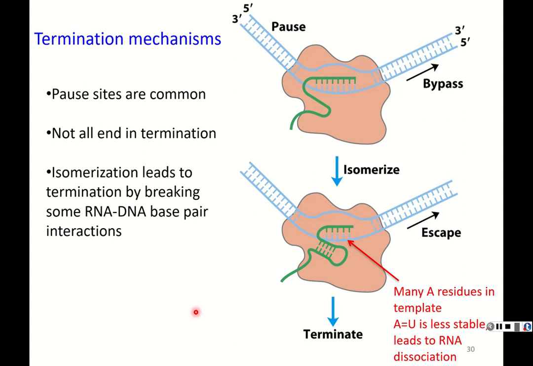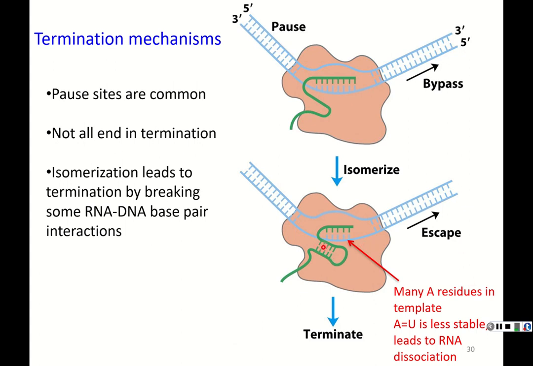It turns out these pausing occurrences are pretty common in the polymerase. Not all end in termination. But if you have this where you pause and form that hairpin, it's more likely to lead to termination of the transcription.